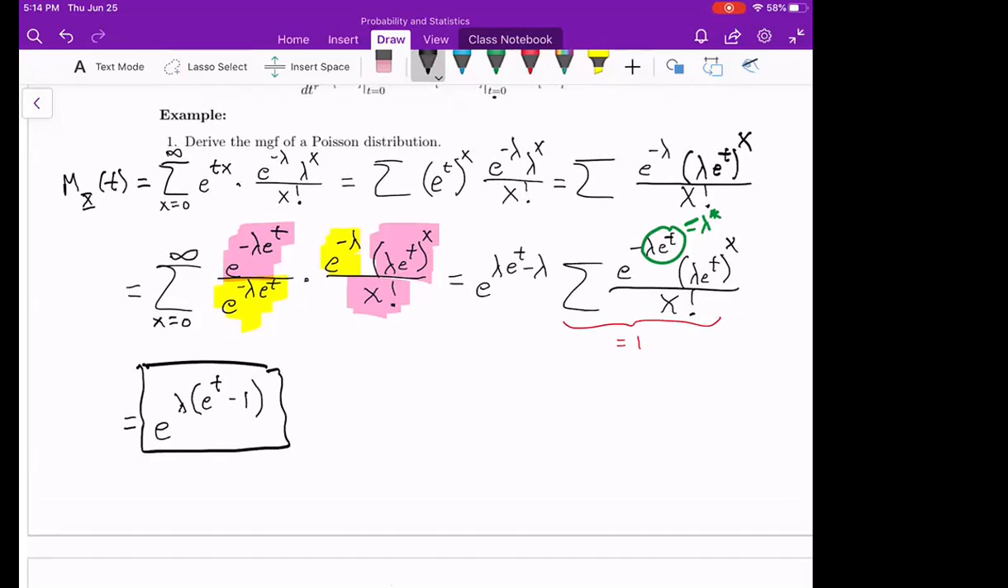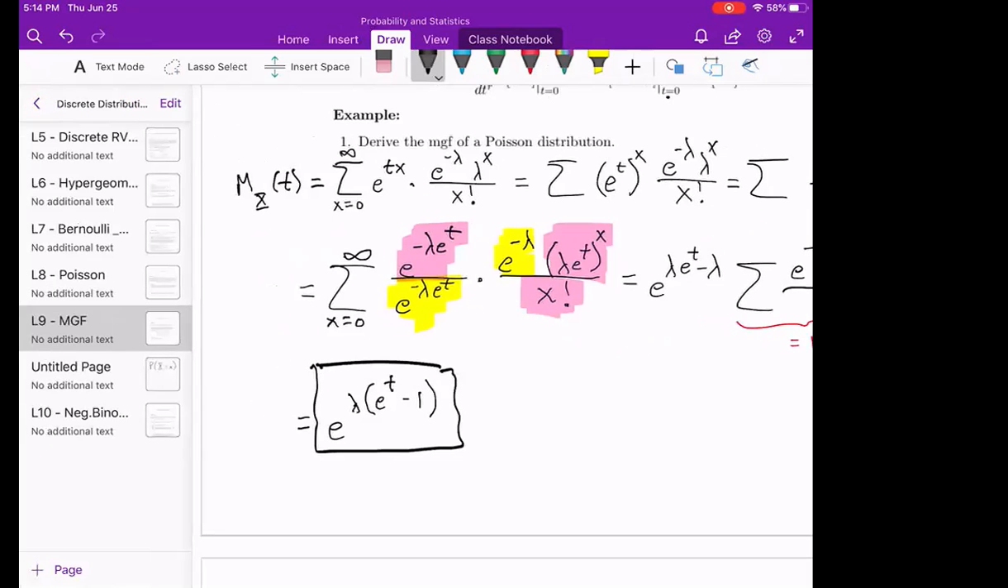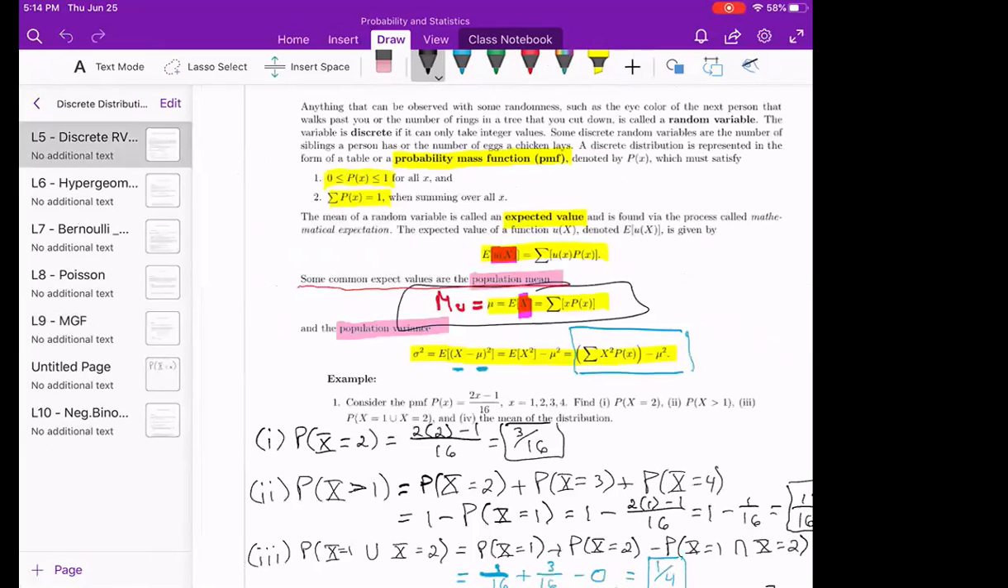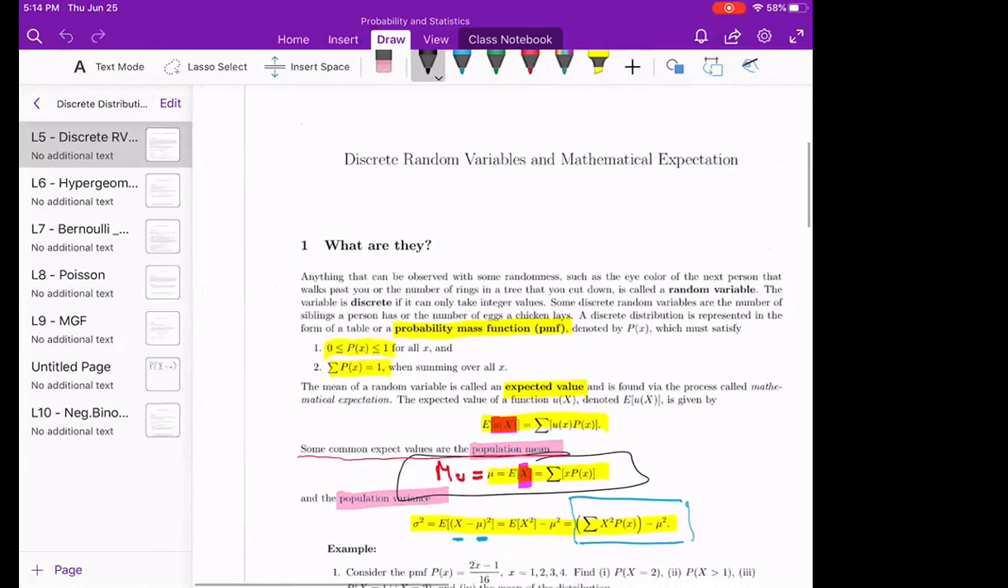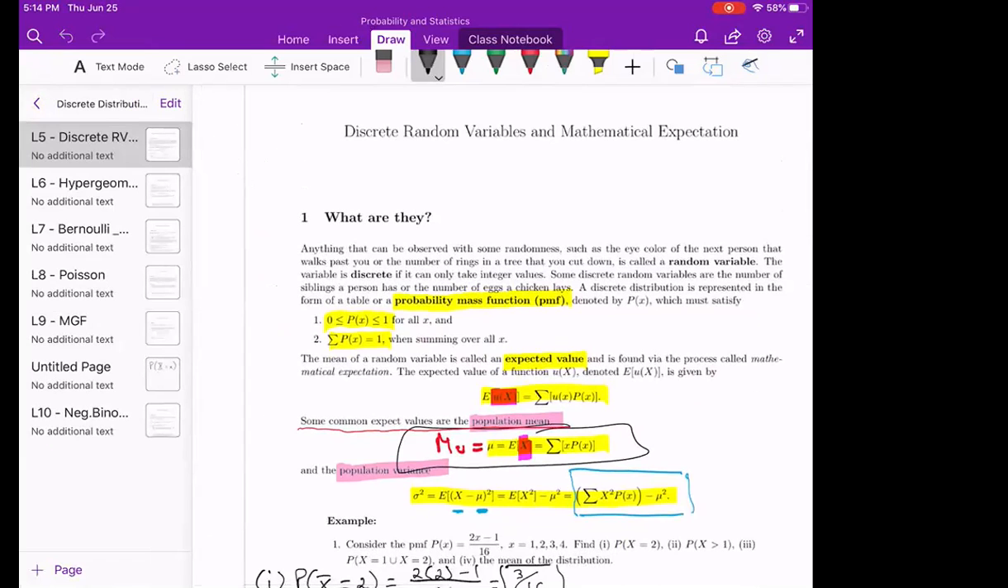Wait, why is that equal to 1 again? Because it is a Poisson PMF. And when you're summing up all of the possible x values, when you're summing up the PMF evaluated at all possible x values, in order to be a valid distribution, which it is, we know way back here, number 2, that the sum of all probabilities must equal 1.